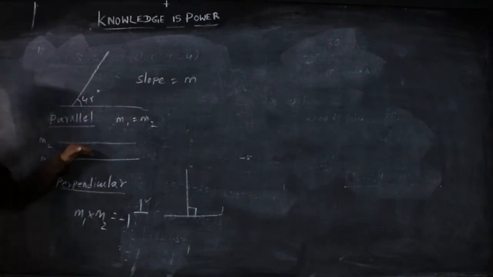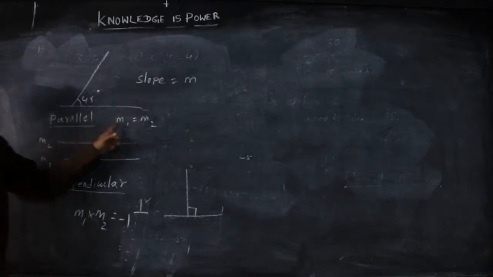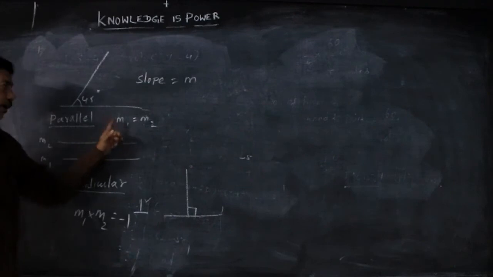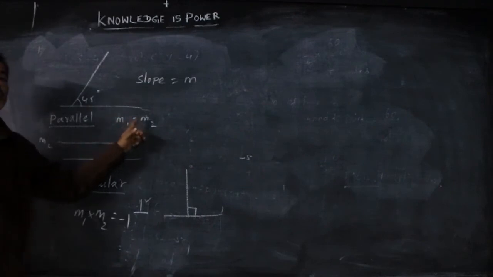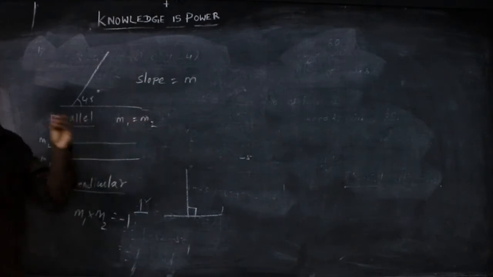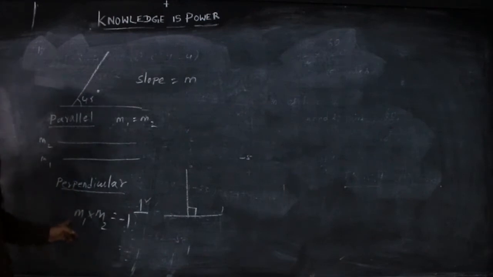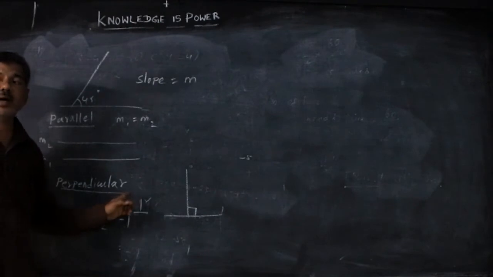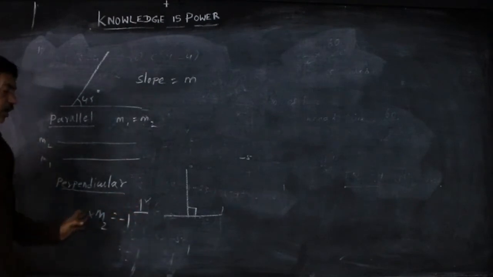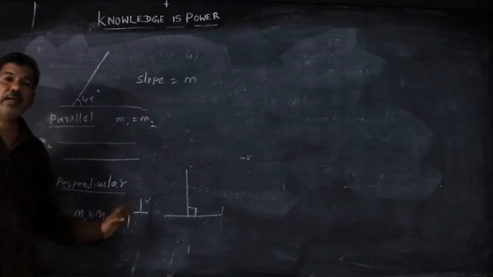When the lines are parallel, the slopes are equal. M1 is equal to M2, both values should be the same. Next, perpendicular means the condition is given as M1 into M2 equal to minus 1. These are the conditions for perpendicular.